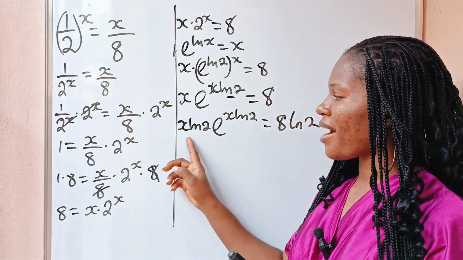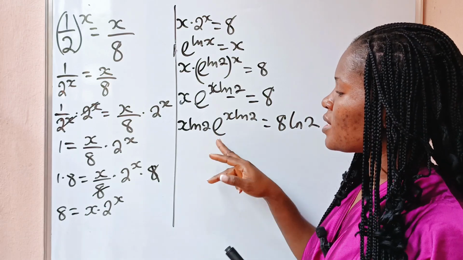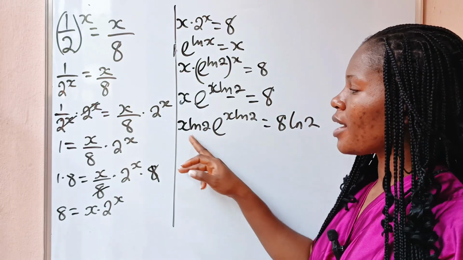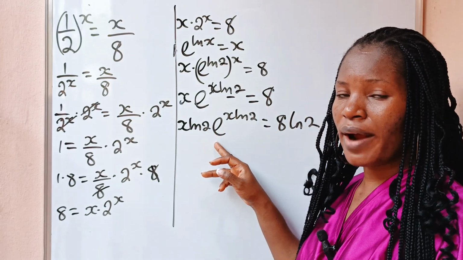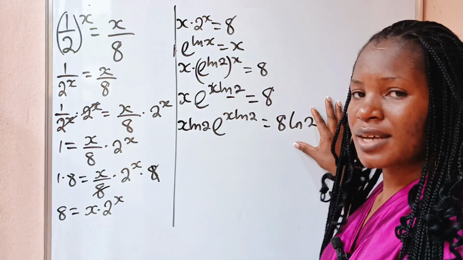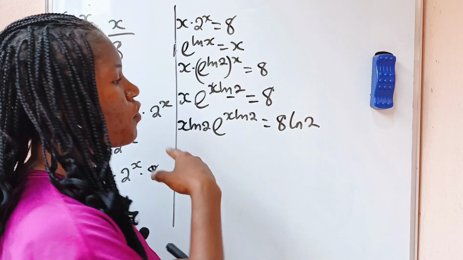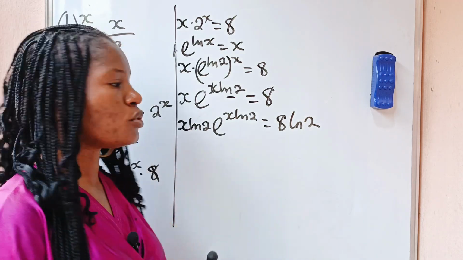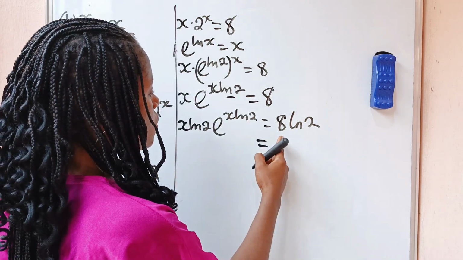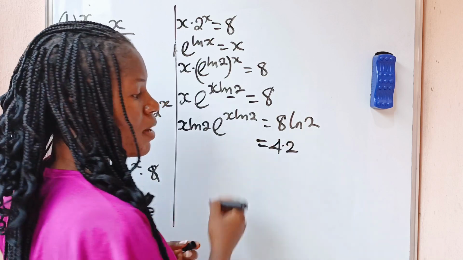Can you see that we have something here? So if we introduce the Lambert W function here, we actually get x ln 2. All right, but we are going to look at this side of the equation, to transform it also into this form before we introduce our Lambert W function. So 8 can be written as 4 multiplied by 2, right?